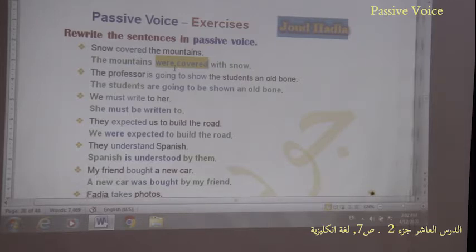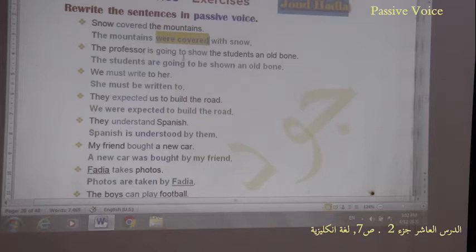Now another example, dear students. The professor is going to show the students an old bone. So here we are using going to refer to the future, and always after going to we need the base form of verb to be. So we start with the object. The students are going to be, use the base form after to, be, and the third form of the verb show. Showed, shown. So this is the third form. So the students are going to be shown an old bone.